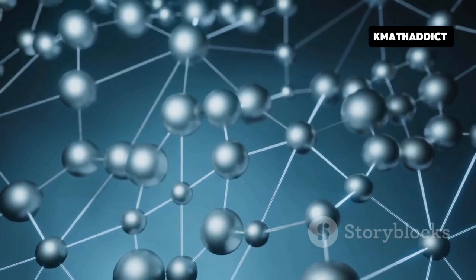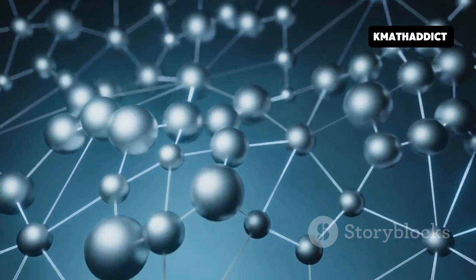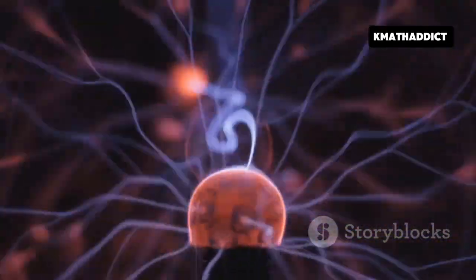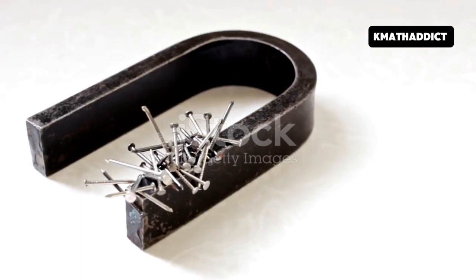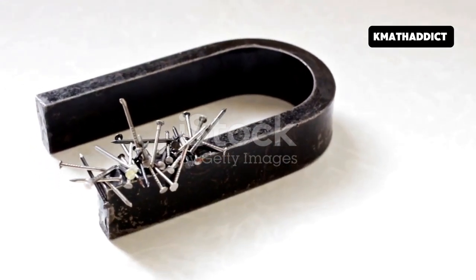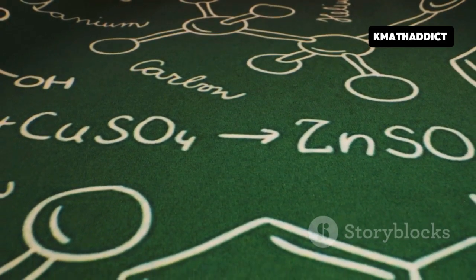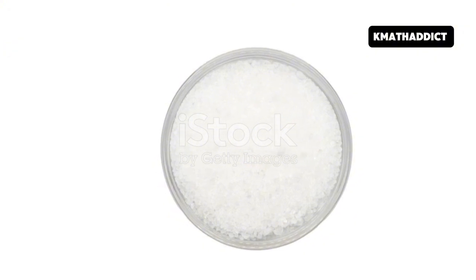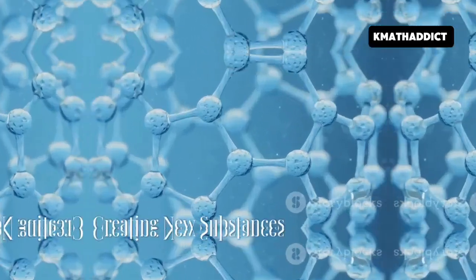Ionic bonds form when one atom transfers electrons to another atom. This transfer creates ions, charged atoms. The opposite charges attract each other, forming an ionic bond. Ionic bonds are common between metals and nonmetals. Table salt, NaCl, is a classic example.